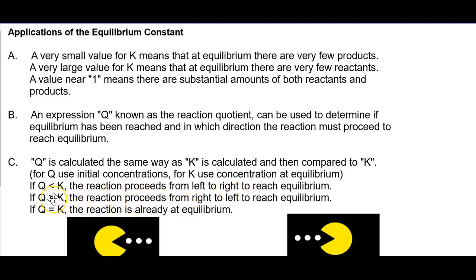Which direction is Pac-Man facing? Pac-Man is facing to the left, so he's going to go to the left. So less than, facing to the right, goes to the right. Think of Pac-Man eating to the left or to the right. If you make this into a Pac-Man, it's going to go to the right. If you make this into a Pac-Man, it's going to chew to the left, or eat the dots to the left. When it's equal, it's at equilibrium. How does this apply to a problem?